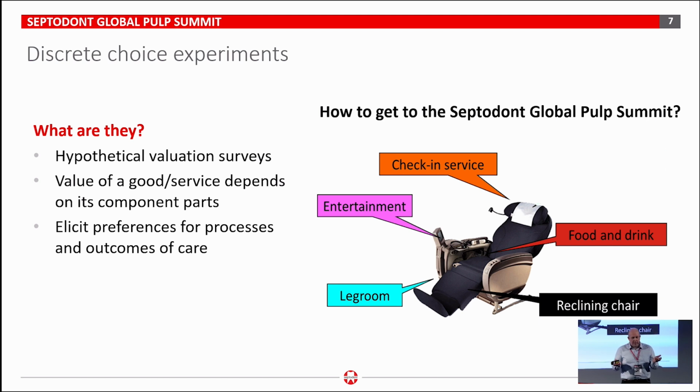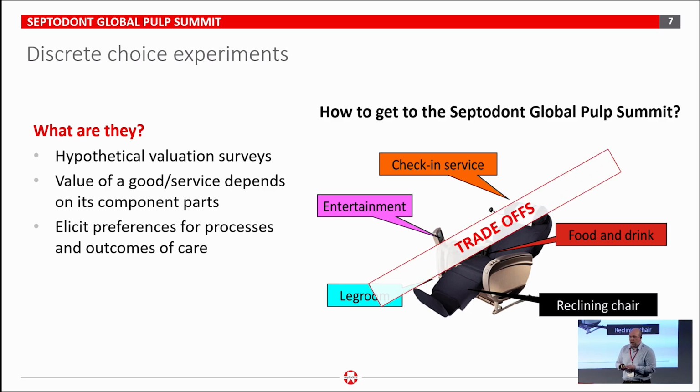Of course, we don't consider ticket price for coming to this conference because thankfully, Septodont have paid for us all to be here. But the key point that we're making is that discrete choice experiments allow us to make trade-offs between different attributes of care, different component parts of a health technology, so as we can understand how people value the whole process.